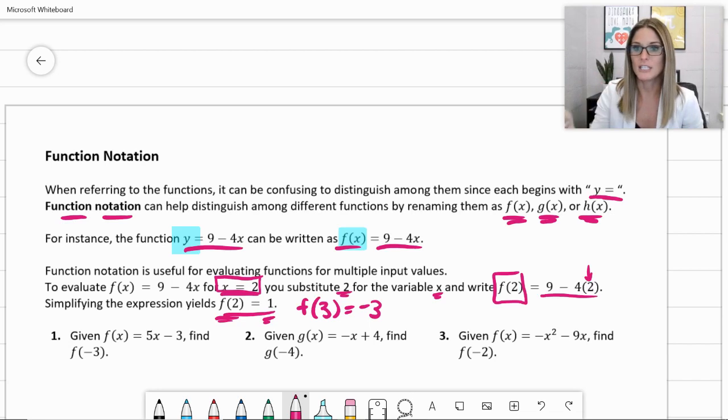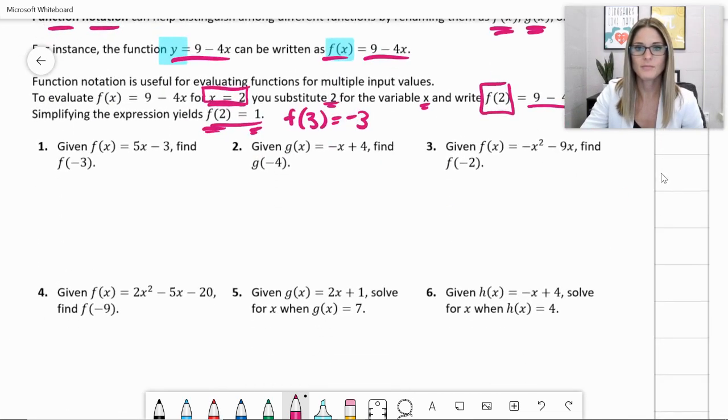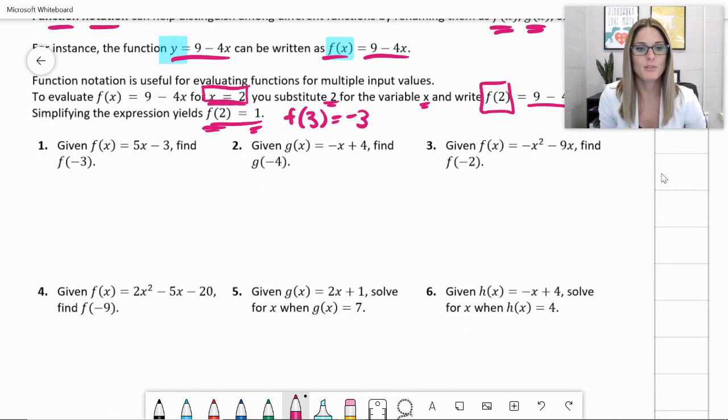And it's just much easier to see instead of just writing the function and here's my answer. Somebody can see what you plugged in and what you got out a lot easier. So let's work with that function notation. We have a couple of examples here.